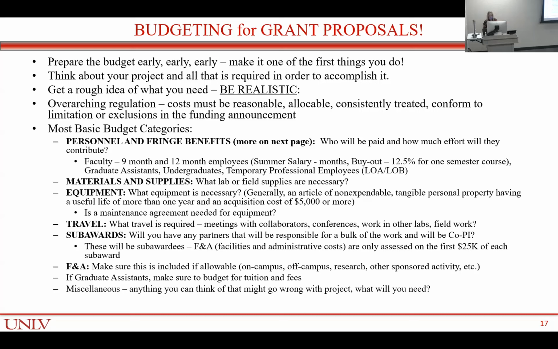F&A is charged on everything except tuition, equipment, and subawards after the first $25,000. That's negotiated because we know those costs are going to be very large typically. I'm not quite sure of the rationale behind why it's not charged on tuition, but there is a rationale, and subawards are charged only on the first 25. So F&A is assessed on almost every budget category, but a handful.